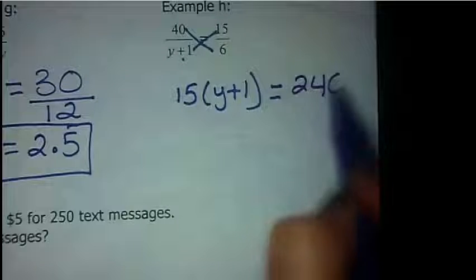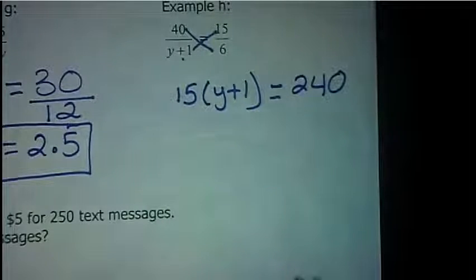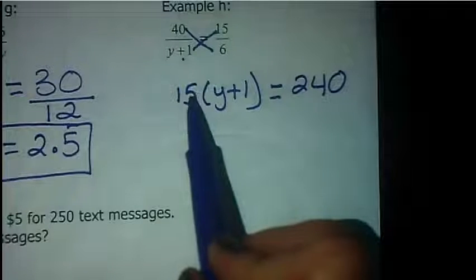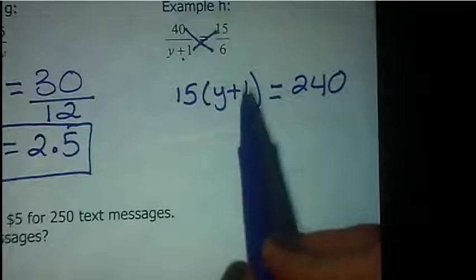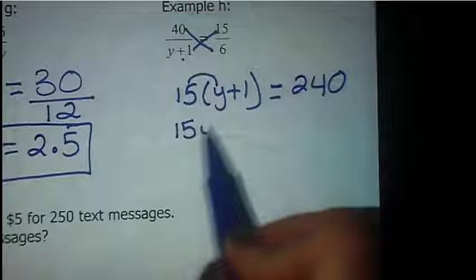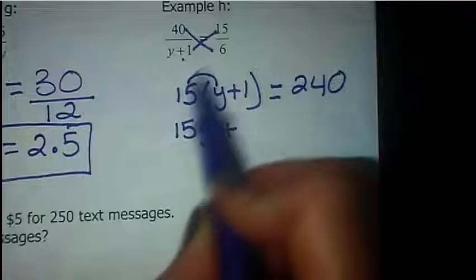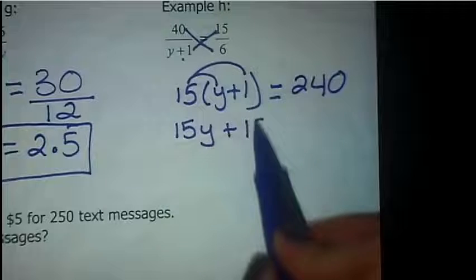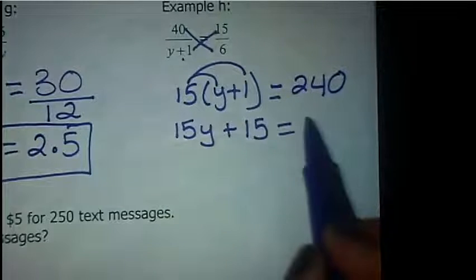Alright, do you remember how to get rid of these parentheses? I'm sure you do. We're going to take 15 and multiply it by everything that we have in parentheses. So 15 times y is 15y. 15 times 1 is 15. Now we're done with those parentheses.